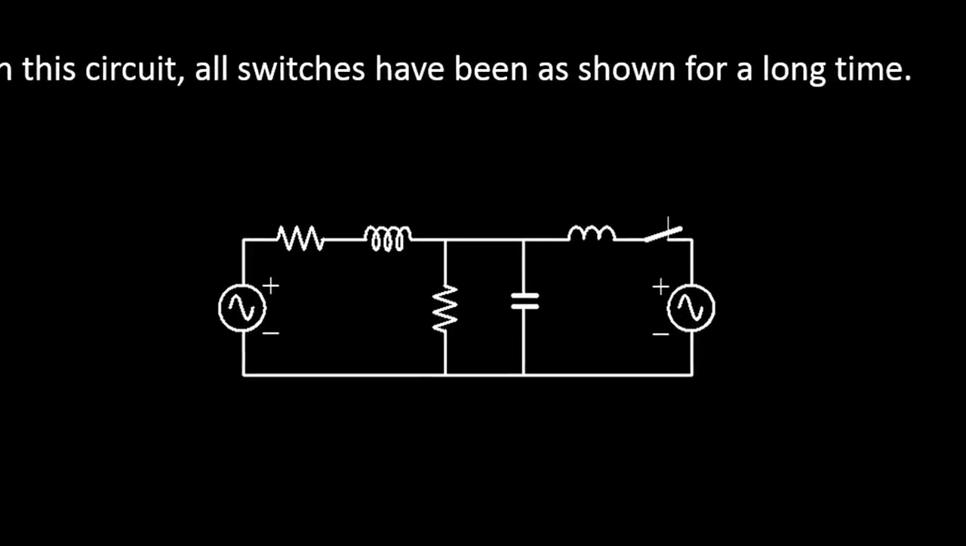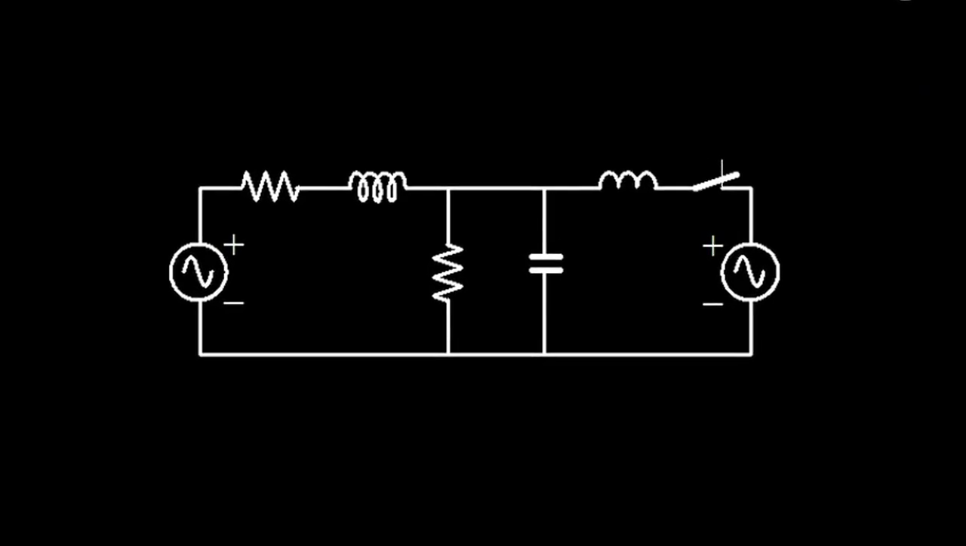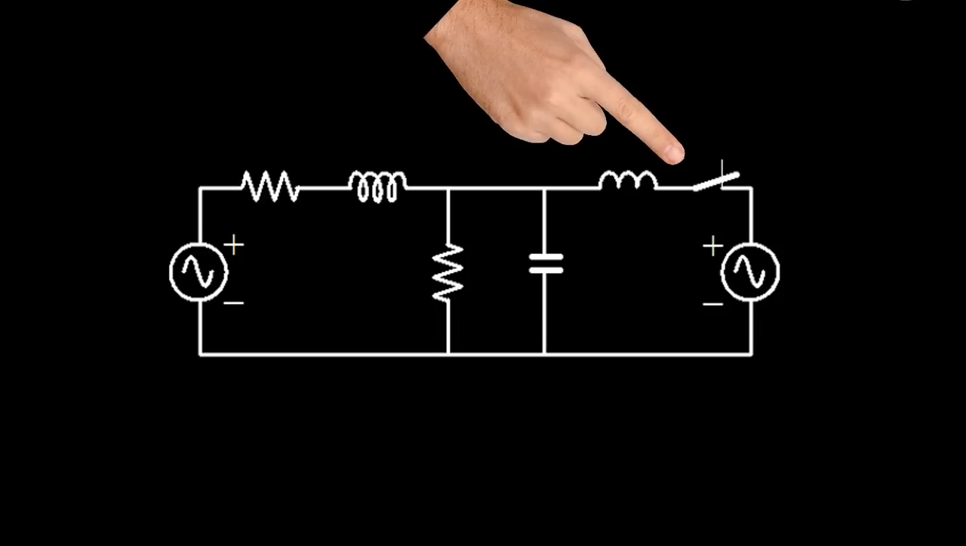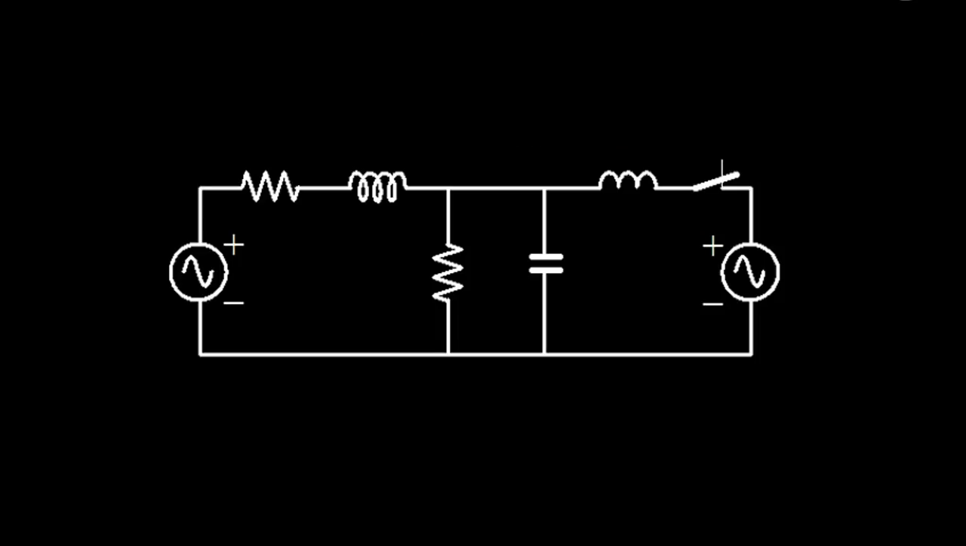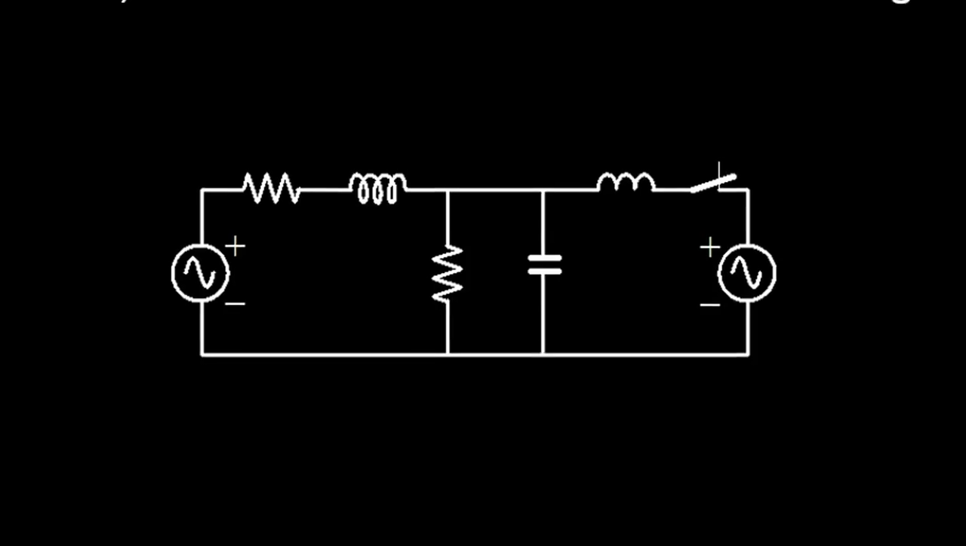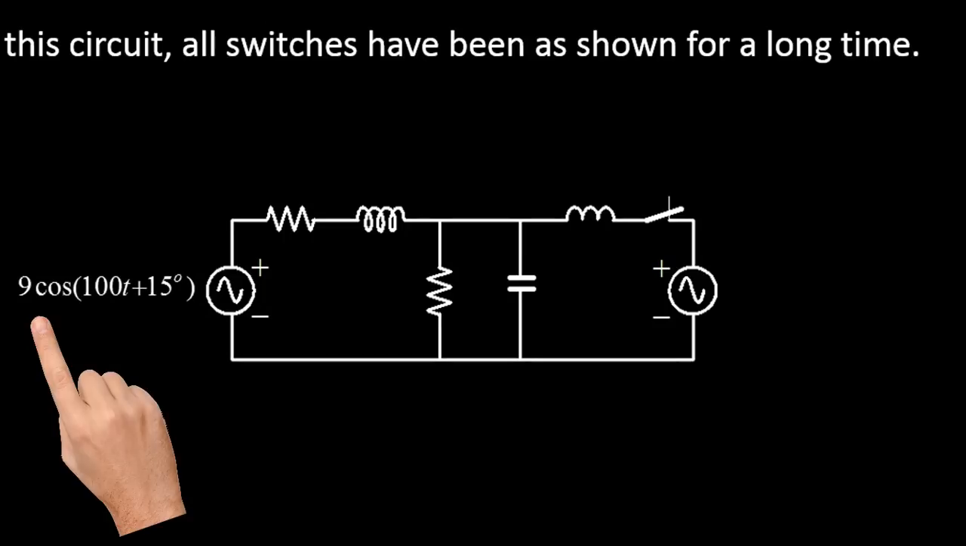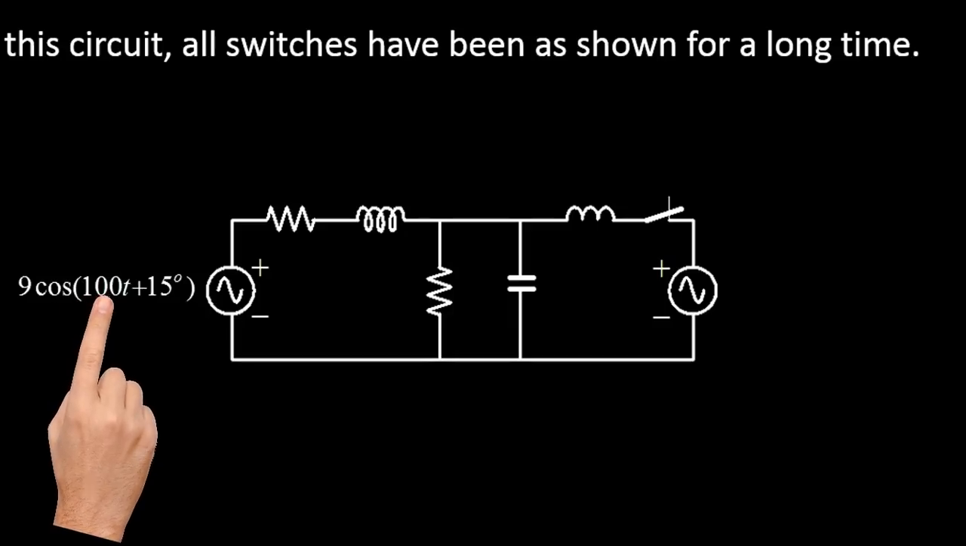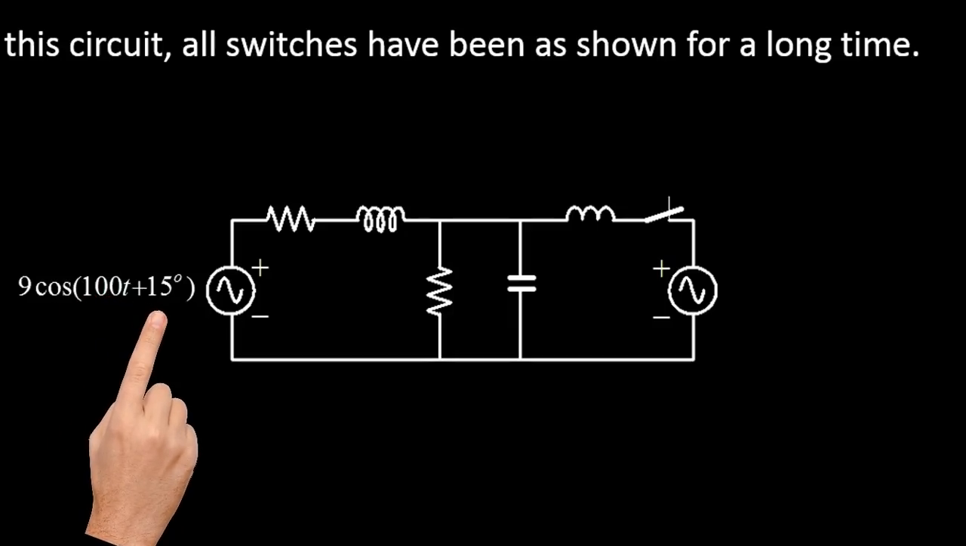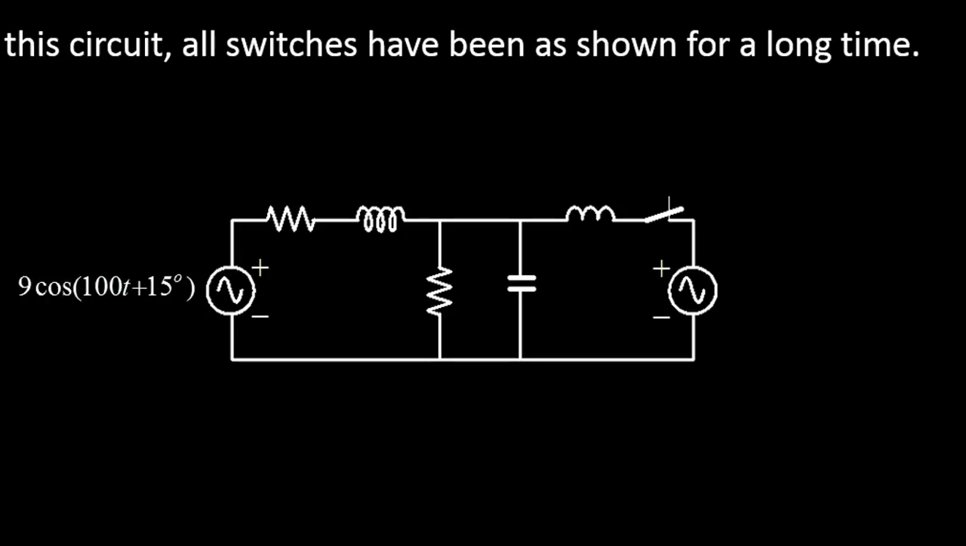Tutorial time. In this circuit, we are told all switches have been as shown for a long time. Well, there is only one switch on the right here, and it's closed. They're telling us the circuit is in steady state. Now we look at the sources to find out if it's in DC steady state or in AC steady state. The source on the left is a V source with a sinusoidal value. Peak value 9, frequency 100 radians per second, and phase 15 degrees. The units are volts.